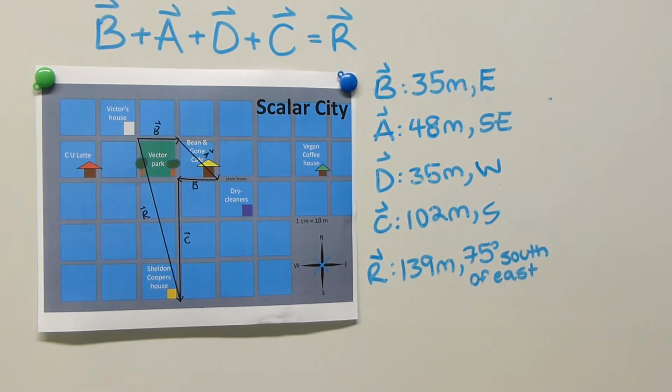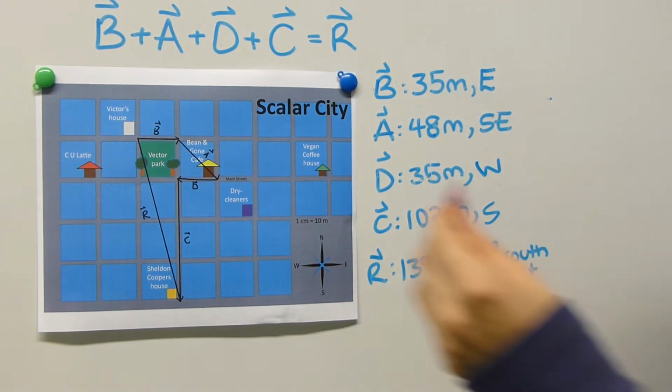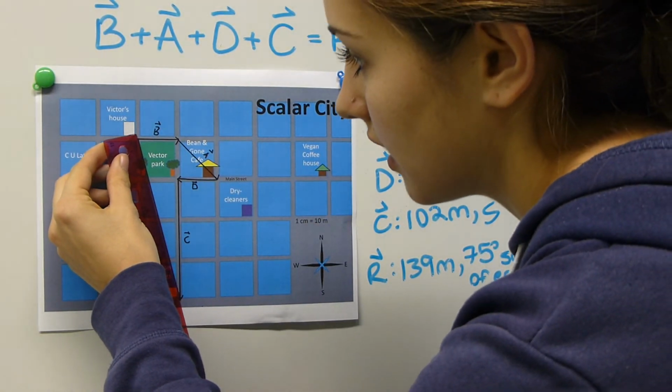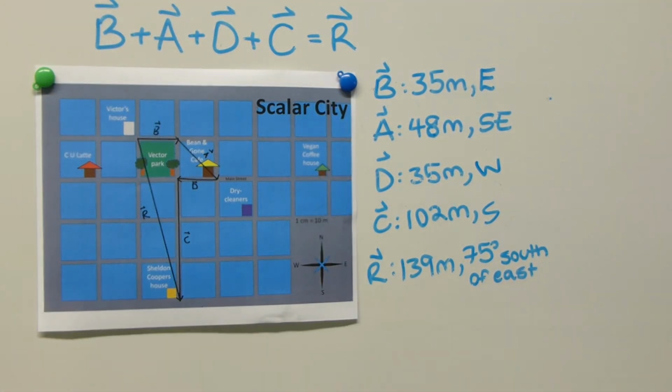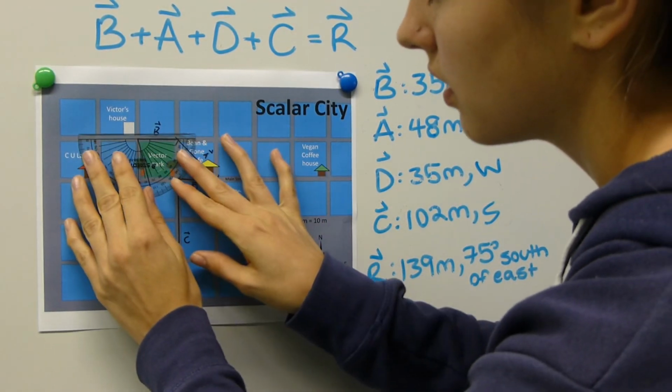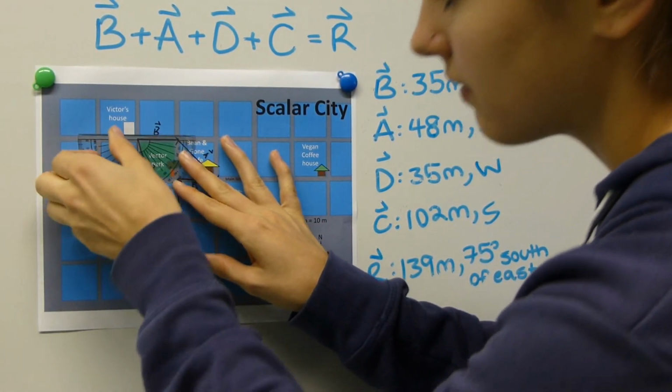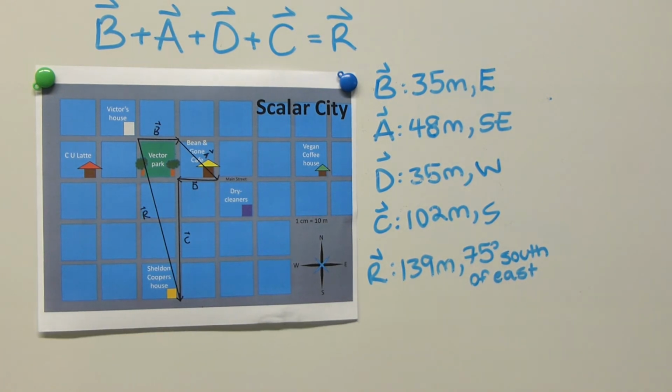Using a ruler and protractor, we will draw an arrow from the tail of our first vector to the head of our last vector. This vector has a magnitude of 139 meters and is in the direction of 75 degrees south of east.